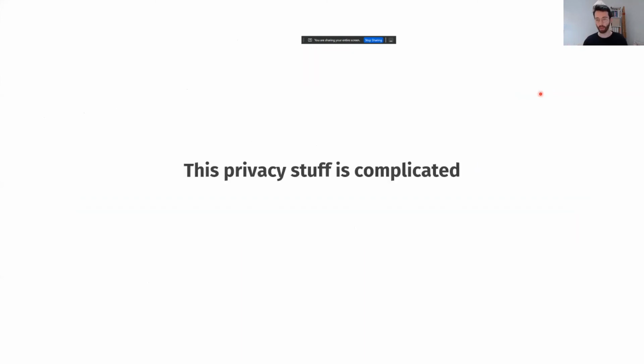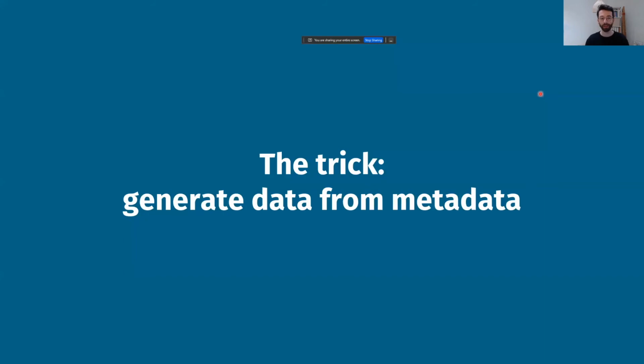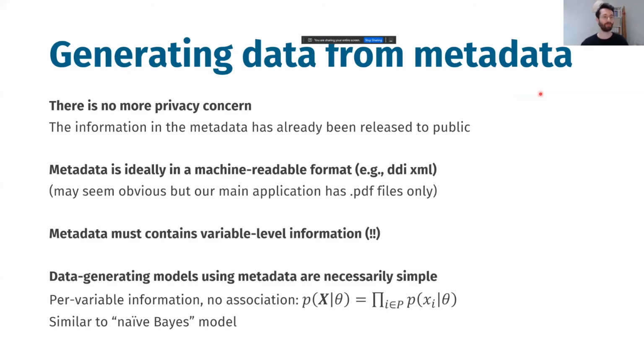Because this privacy stuff is complicated, I've come up with a trick: generate data from metadata, right? And that's why I'm here. If you generate data from metadata, there's no more privacy concern because the information in the metadata has already been released to the public. In the case of the Statistics Netherlands data, that's actually the case as well.